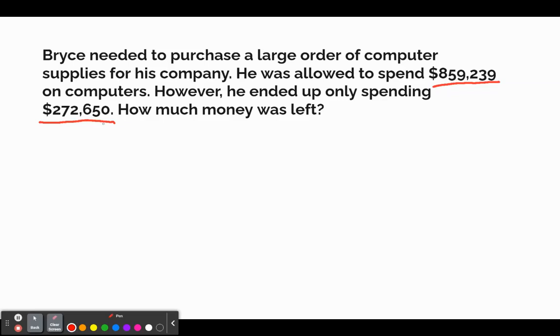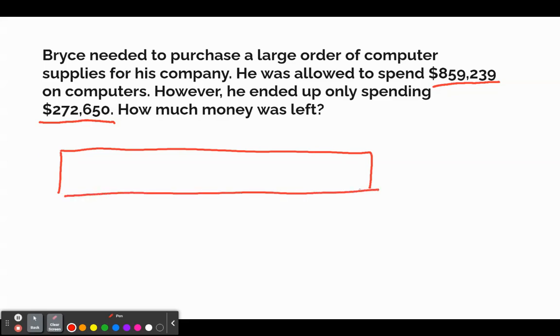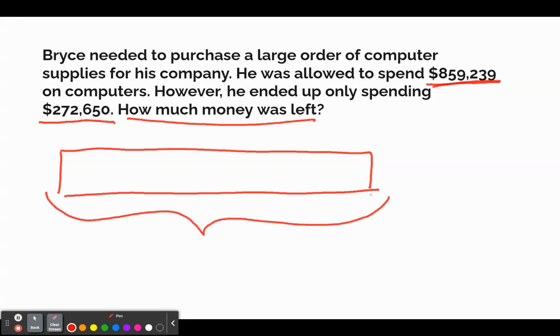So let's solve this with a strip diagram. So I'm going to first draw my strip diagram. And I have to go ahead and figure out, okay, what do we want to know? We want to know how much money was left. All right, so that's what we want to know. Now, what do we know? He was allowed to spend $859,239 on computers. Okay, so that's how much he's allowed to spend. So that is going to be our total amount, our whole, right? So we have 859,239. I'm going to go ahead and do this in blue.